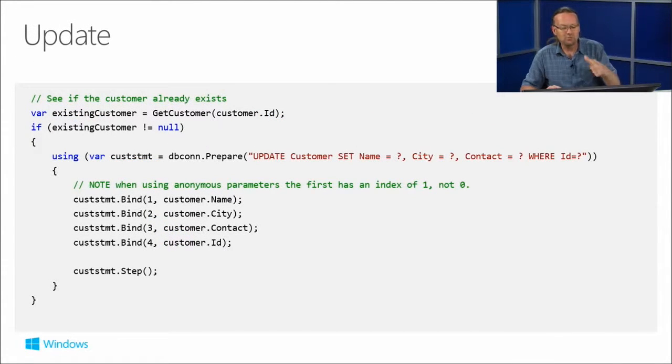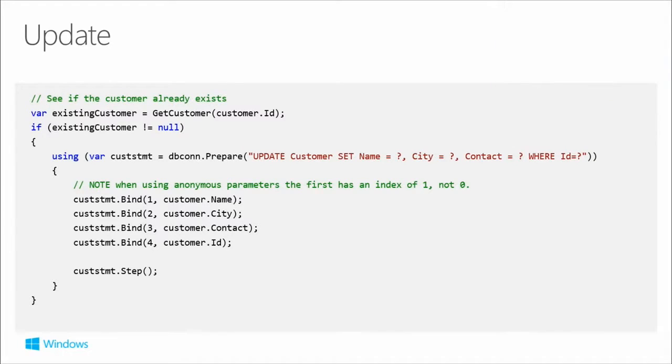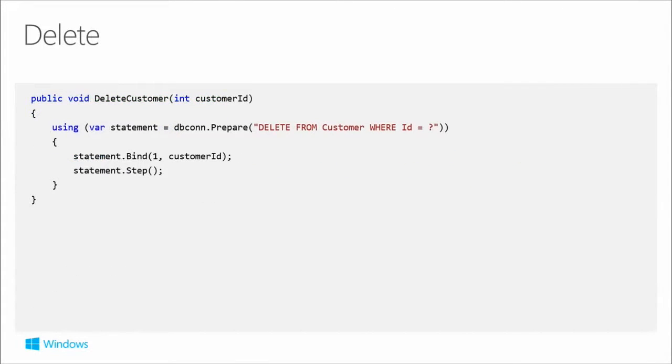Update, yeah, you update customer, set name equals variable, city equals variable, contact equals variable, where ID equals another variable. Again, 4 bind statements to plug in those values to complete that statement, then step to do the update. And to complete the CRUD operations, delete. Delete from customer where ID equals some variable, supply the key value, and then step to execute.